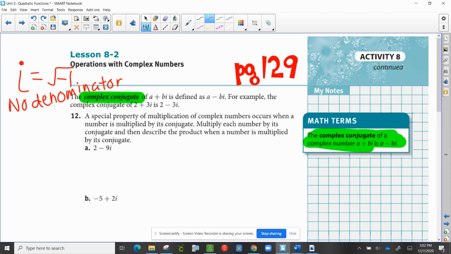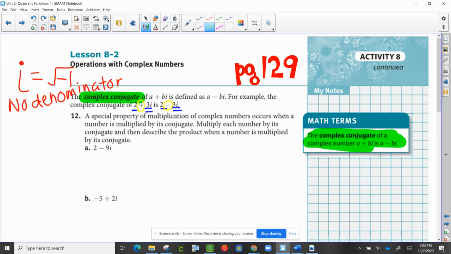So the way we rationalize is using something called a complex conjugate. A complex conjugate is a complex number a plus bi. Its conjugate would be a minus bi. So the thing we have to point out here is the numbers stay the exact same. In this example, they have 2 plus 3i. The conjugate is going to be 2 minus 3i. So the numbers stay exactly the same. The only thing we change is the sign. We just change it to the opposite sign. So plus turns to minus, minus would turn to plus.